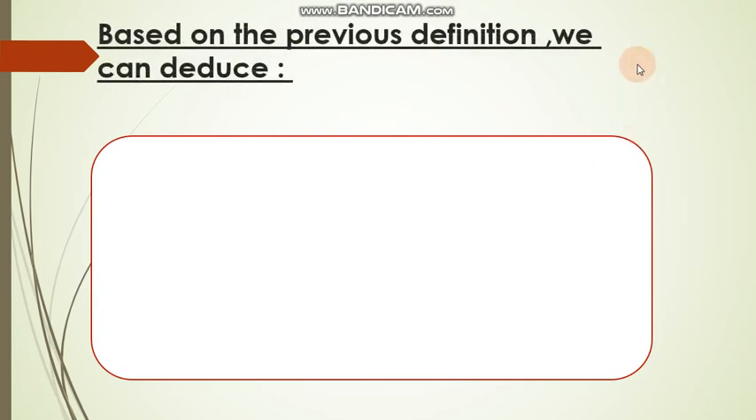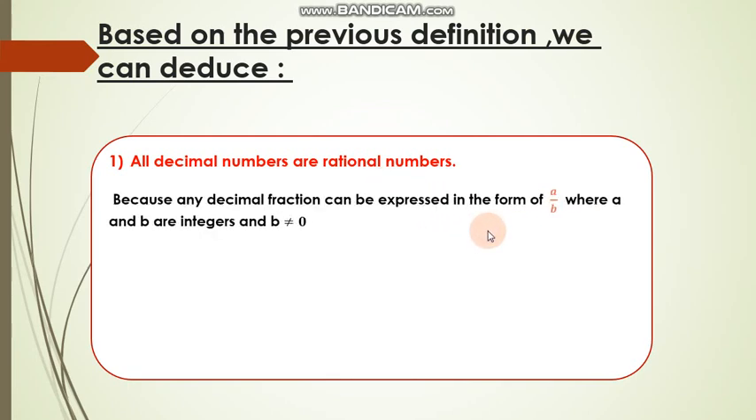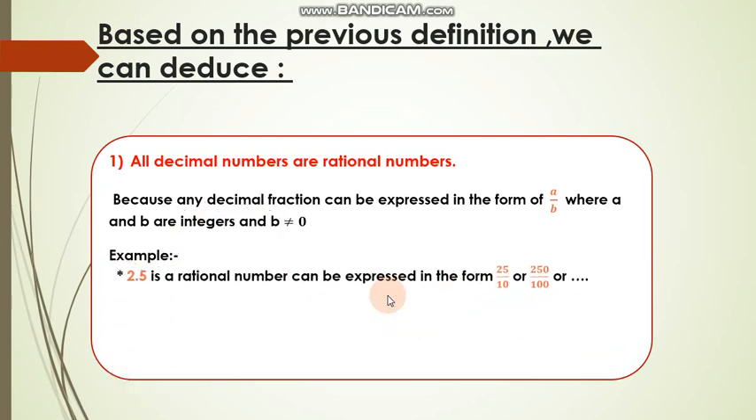Based on the previous definition, we can deduce that number 1, all decimal numbers are rational numbers. Decimal numbers are rational numbers because any decimal fraction can be expressed in the form A over B, where A and B are integers and B not equal 0. For example, 2.5 is a rational number. Why? Because it can be expressed in the form 25 over 10 or 250 over 100.